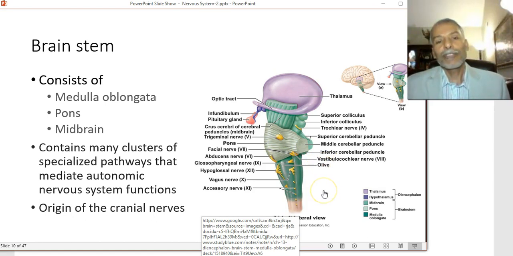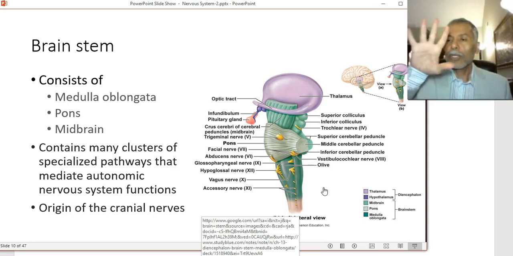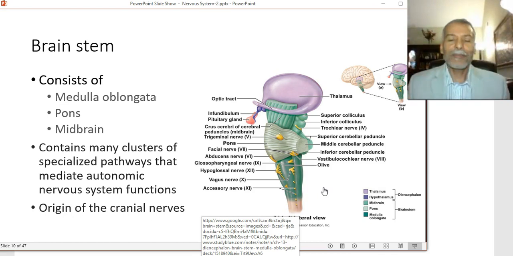Like if you go and study the hand, you don't say, I'm going to study the hands. You say the anatomy of the hand, because what is here is exactly what's here.